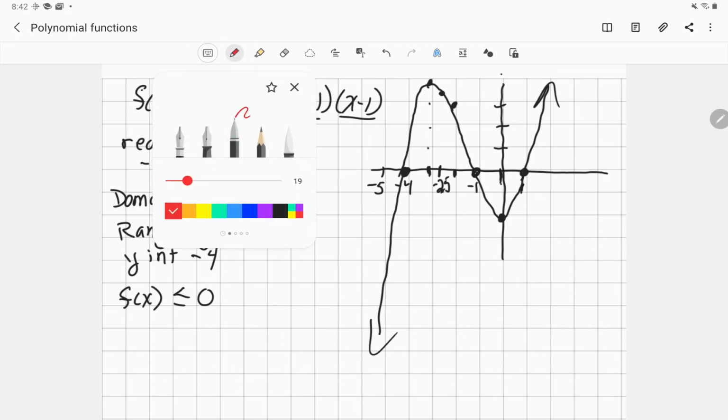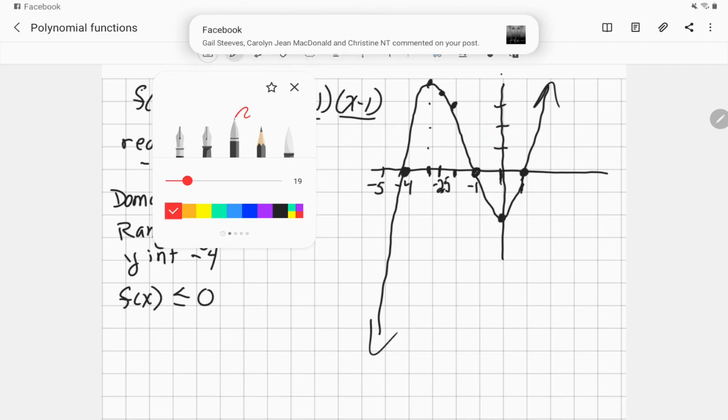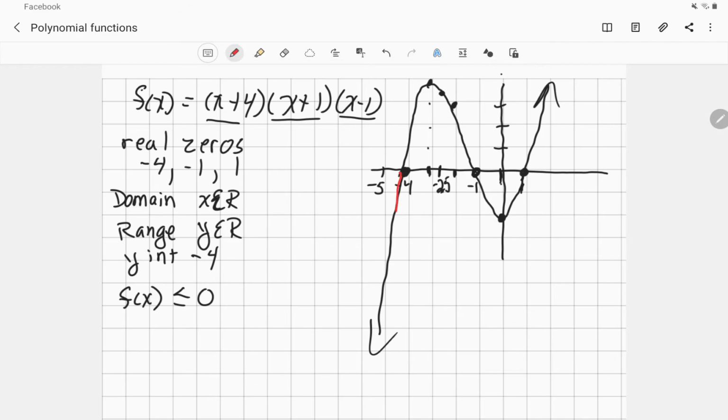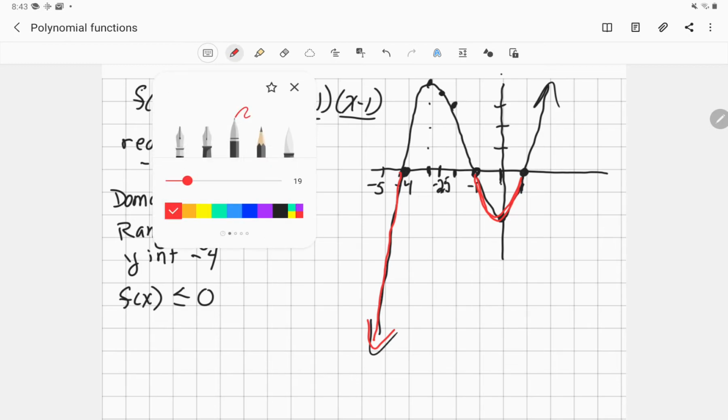So I'm just going to do this in a different color so that you can see. So where is it below the x-axis? It is below the x-axis all here. That's below. It is also below the x-axis here. So where is here? That is the question.